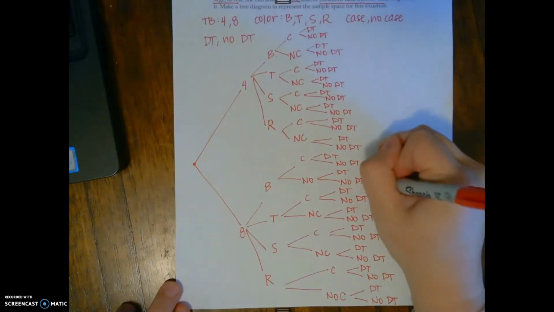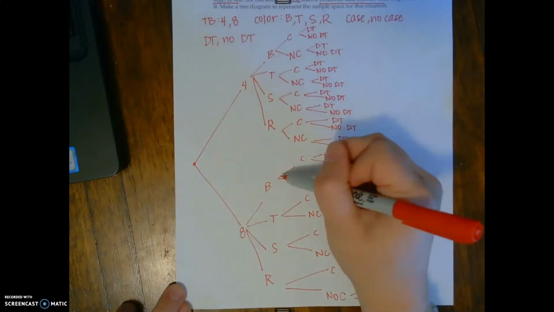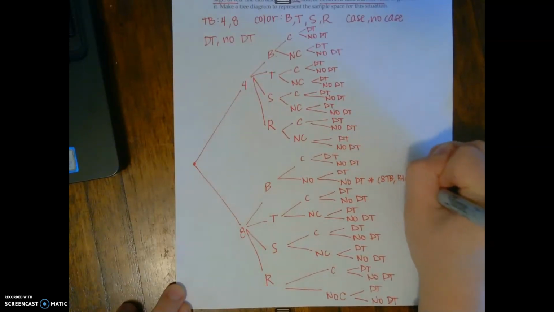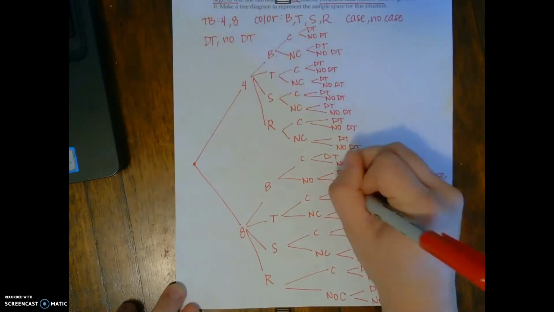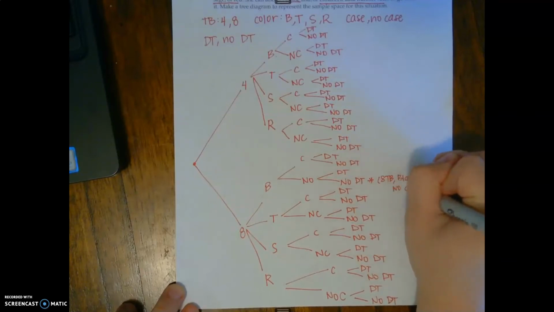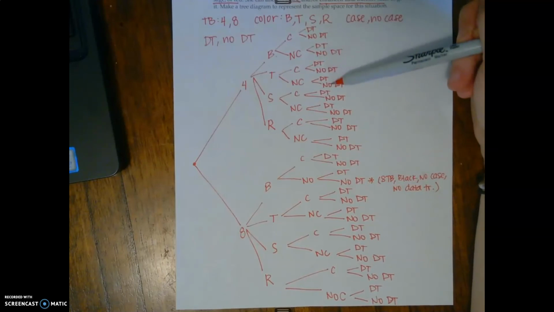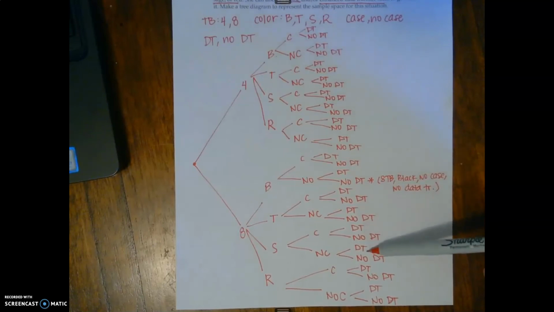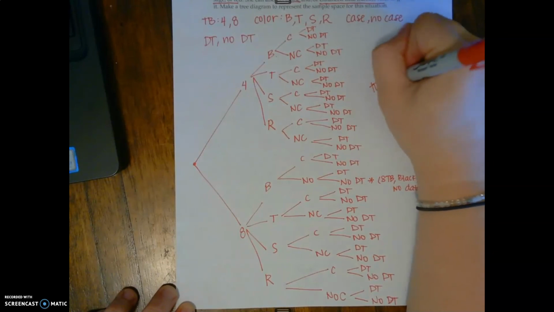So if I went here, right next to the no data transfer, and I followed it backwards, this represents 8 terabytes in black with no case and no data transfer. So if we wanted to know our total sample space, I would just count all of these lines. So 2, 4, 6, 8, 10, 12, 14, 16, 18, 20, 22, 24, 26, 28, 30, 32. So we had 32 total outcomes.